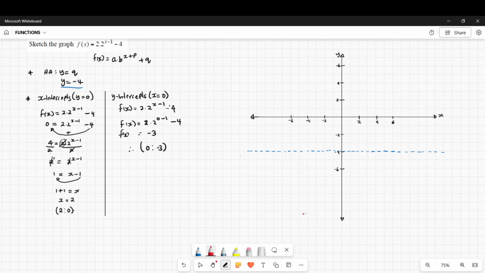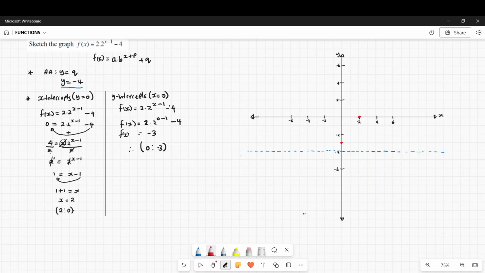As you can see, we need to put in the intercepts. We know the x-intercept is (2, 0), and the other one is (0, -3). Since we know this is 0, this is 1, this is -2, -3 will be down here. You'll have something like that.